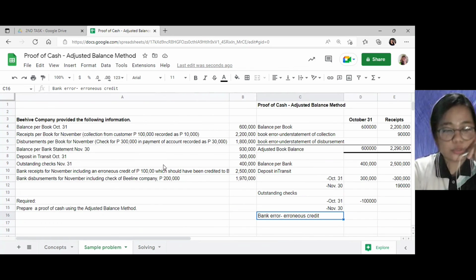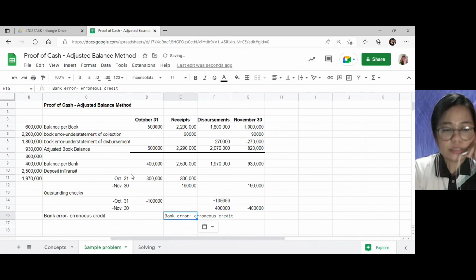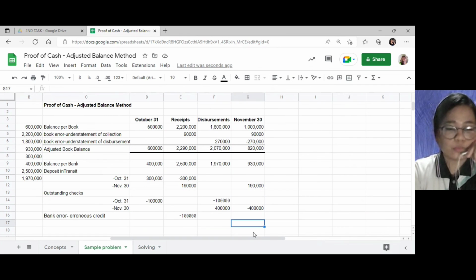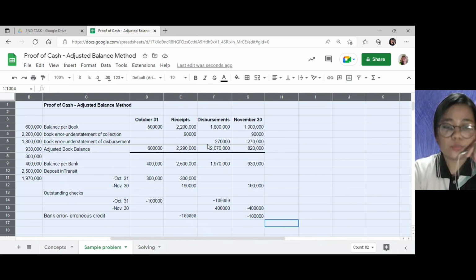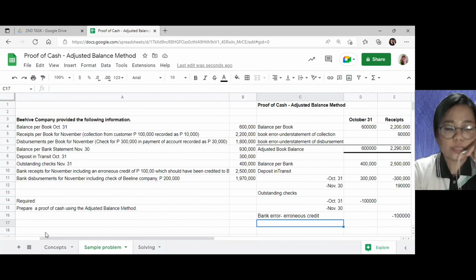So, what happened to your bank receipts? Actually, it is overstated. Kasi dapat, wala naman talaga yung credit na yon, pero na-reflect siya doon sa bank. So, sobra itong 2.5 million. Sobra ito ng 100,000 kasi hindi naman siya kay Beehive yung 100,000 kundi kay Beeline. So let's deduct the 100,000 erroneous credit.